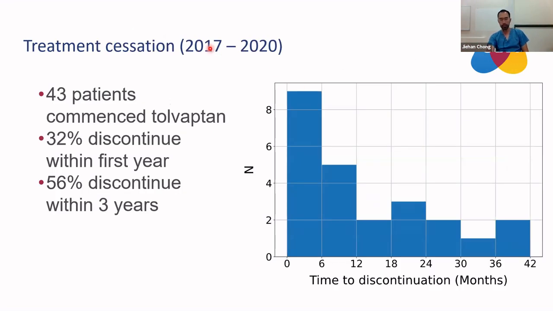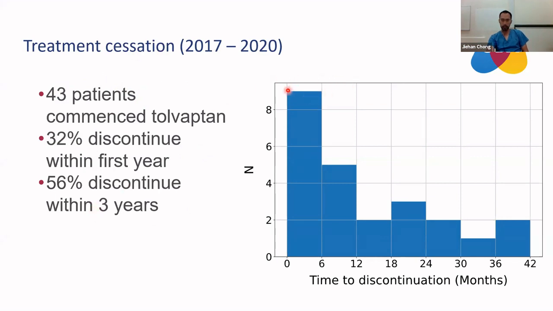Looking at treatment cessation, over a 3-year period, we commenced 43 patients on Tolvaptan. In the first year, 32% of patients stopped treatment, which is a bit higher than the 24% cited in the TEMPO trials. Interestingly, over the entire 3-year period, more than half of our patients wound up stopping Tolvaptan, which is substantially higher than what's been seen in the trials, and is at the upper end of what units reported in the survey, which was about 2 years after Tolvaptan was first approved.